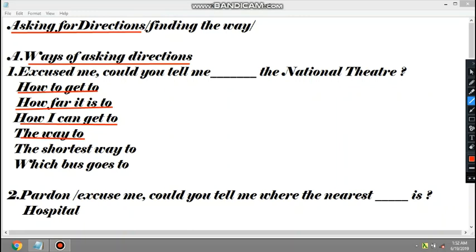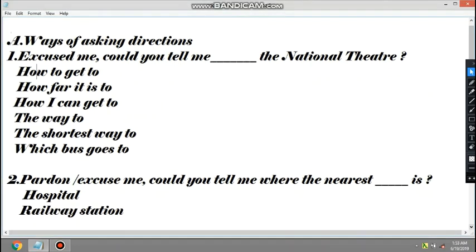For instance, could you tell me how to get to the National Theatre? Or could you tell me how far is it to the National Theatre? Is also possible. Or could you tell me how can I get to the National Theatre? Or could you tell me the way to the National Theatre? Is also possible. So this is one way of asking for direction. Now let's come to the second way of asking direction.